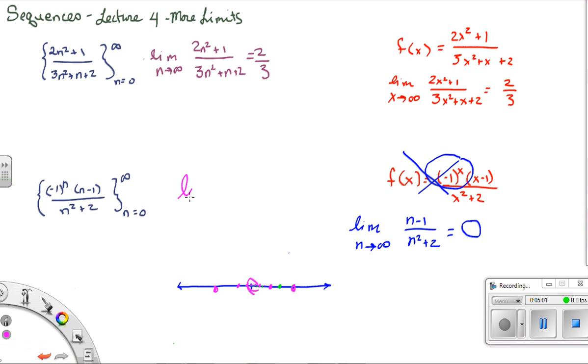So we still get to say here in this limit, as n goes to infinity, of -1 to the n times n minus 1 over n squared plus 2 is equal to 0. So that limit actually exists. But now let's try another one.